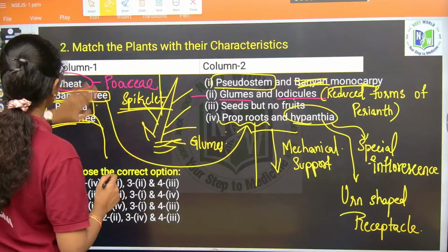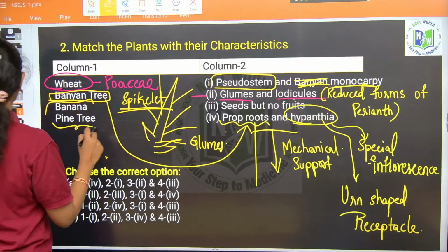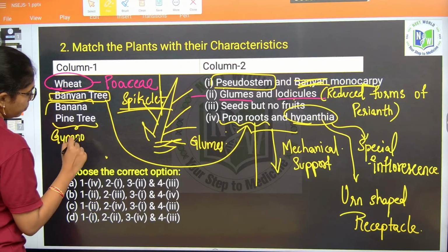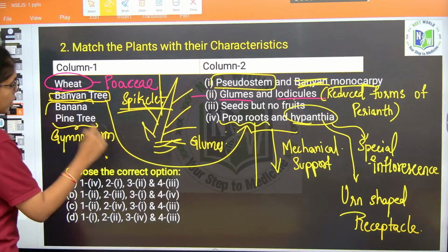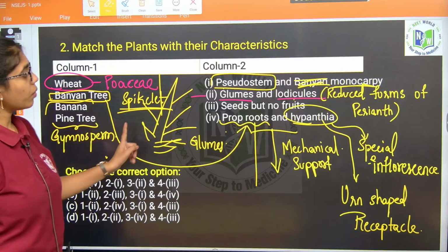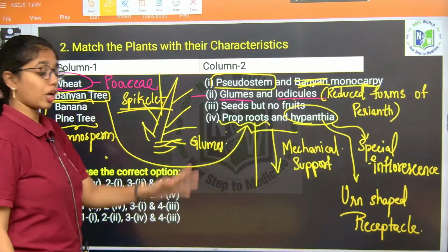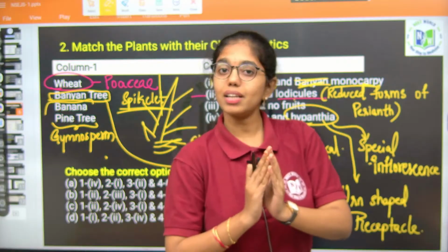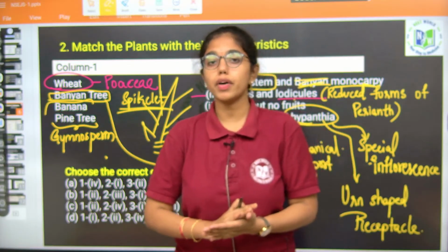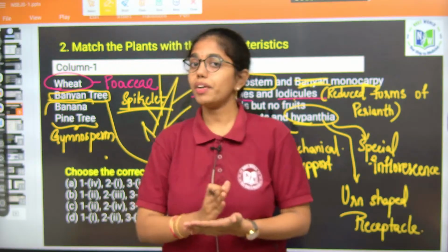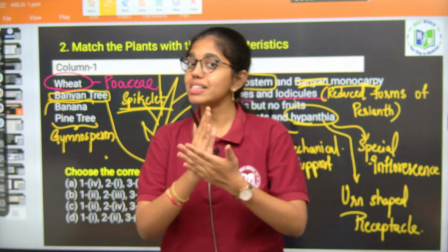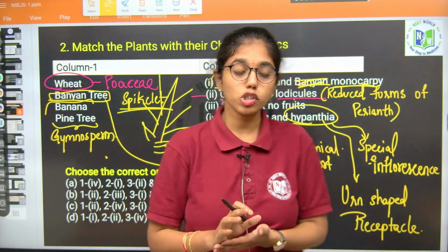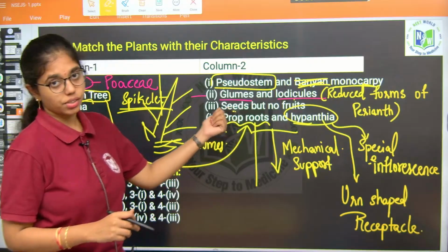And last is pine tree. Pine is a gymnosperm, right? So, this pine tree is having what? Seeds but no fruits, because in gymnosperms ovules are present but the ovary wall is absent. Ovules post fertilization will turn into seed, ovary wall into fruit. As the ovary wall is absent in gymnosperms, fruit formation does not happen, and in gymnosperms you see naked seeds. Clear, right?